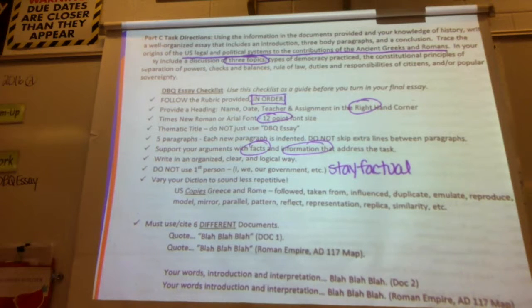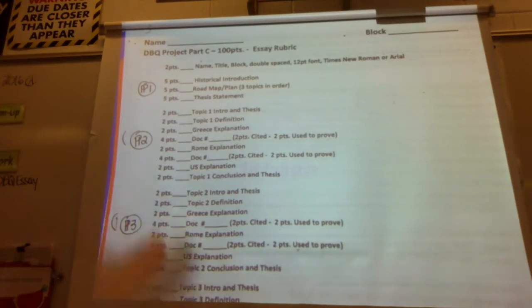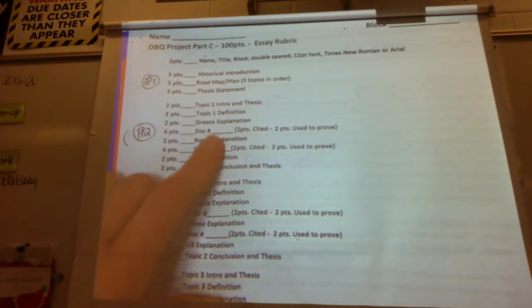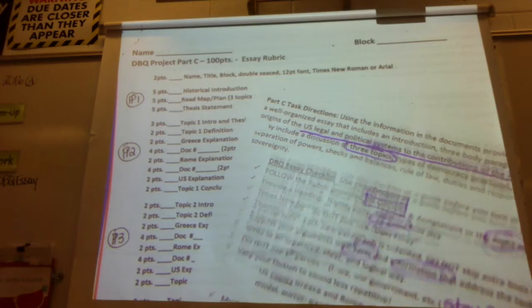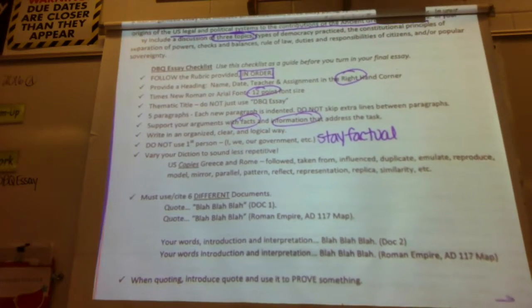Good. Okay. The next one says, vary your diction to sound less repetitive. Diction is a word meaning word choice. Okay? So often in this paper, you're going to have a lot of intro sentences and conclusion sentences where you're over and over again repeating yourself the thesis. So it'll start sounding really repetitive if you use the word copies like 12 times throughout your paper.